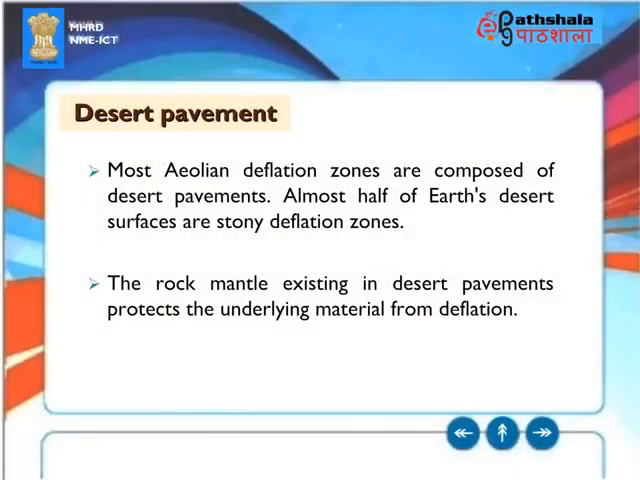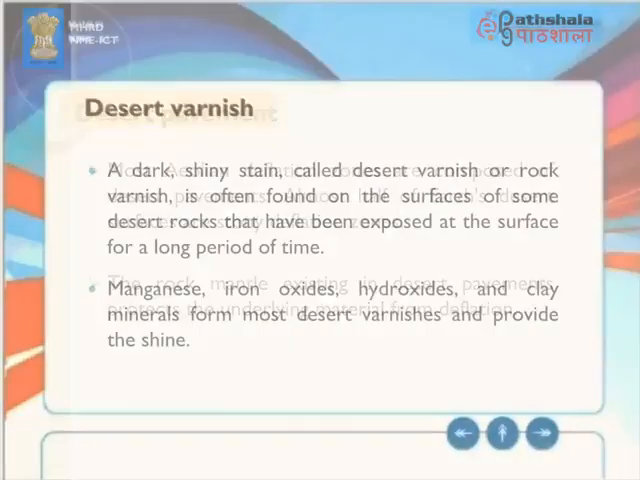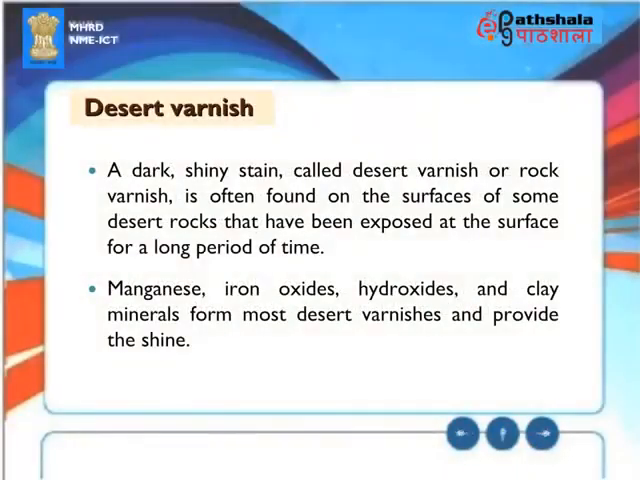Desert pavement. Most Aeolian deflation zones are composed of desert pavements. Almost half of Earth's desert surfaces are stony deflation zones. The rock mantle existing in desert pavements protects the underlying material from deflation. Desert varnish. A dark, shiny stain called desert varnish or rock varnish is often found on the surfaces of some desert rocks that have been exposed at the surface for a long period of time. Manganese, iron oxides, hydroxides, and clay minerals form most desert varnishes and provide the shine.